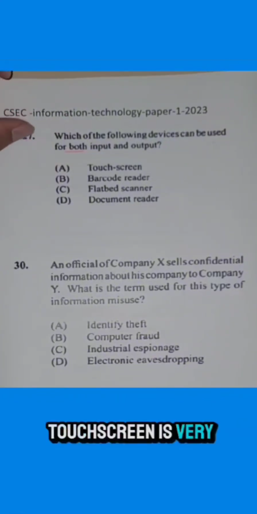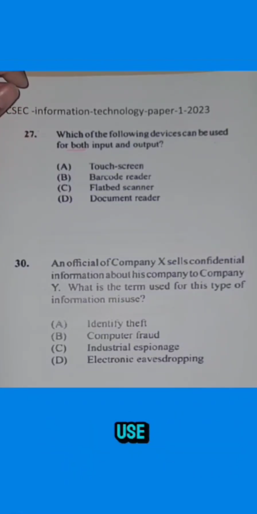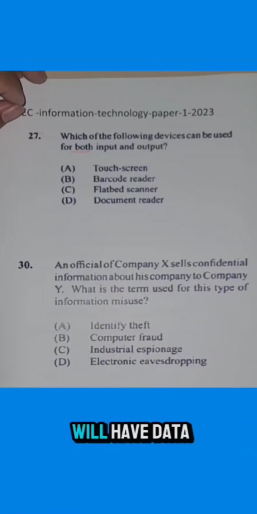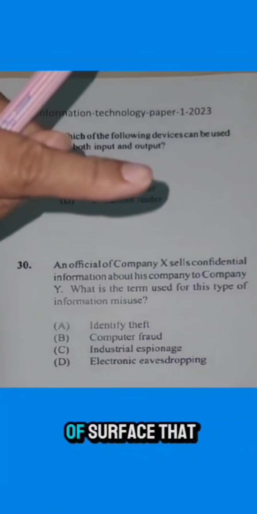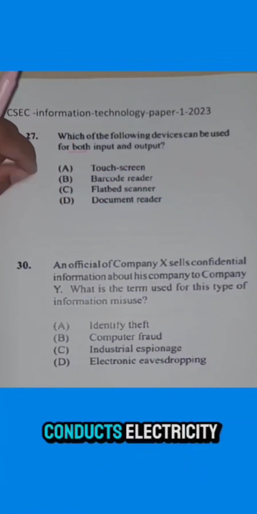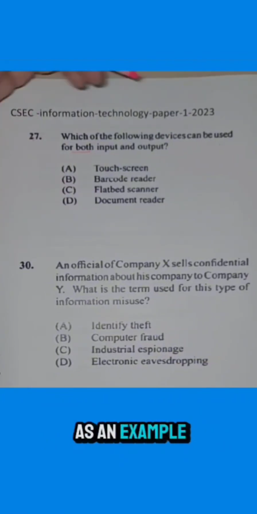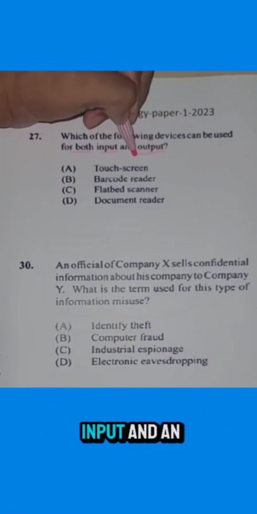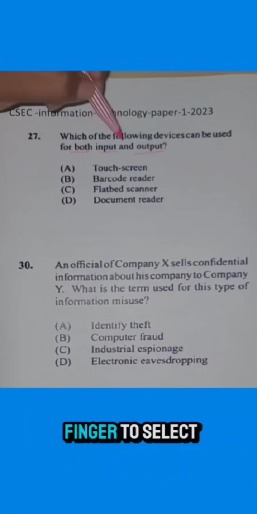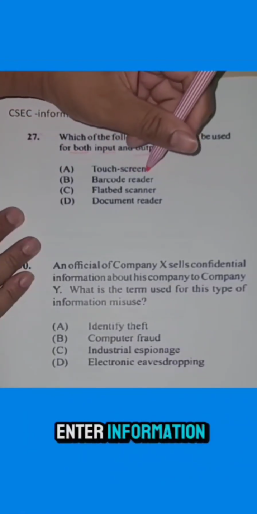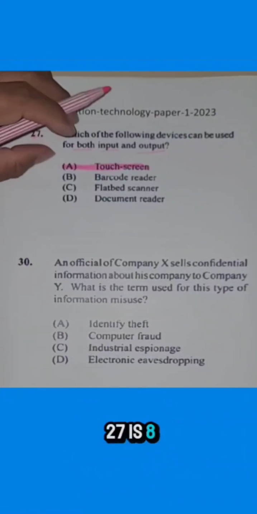Touchscreen is very interesting. Touchscreen is what your phones and your iPads would use, and a touchscreen is where you would have data that's being displayed, but you would use your finger or any sort of surface that conducts electricity to also input. So your touchscreen is an example of both an input and an output device, because your touchscreen will display the information and you use your finger to select and to enter information, right? So the correct answer for number 27 is A.